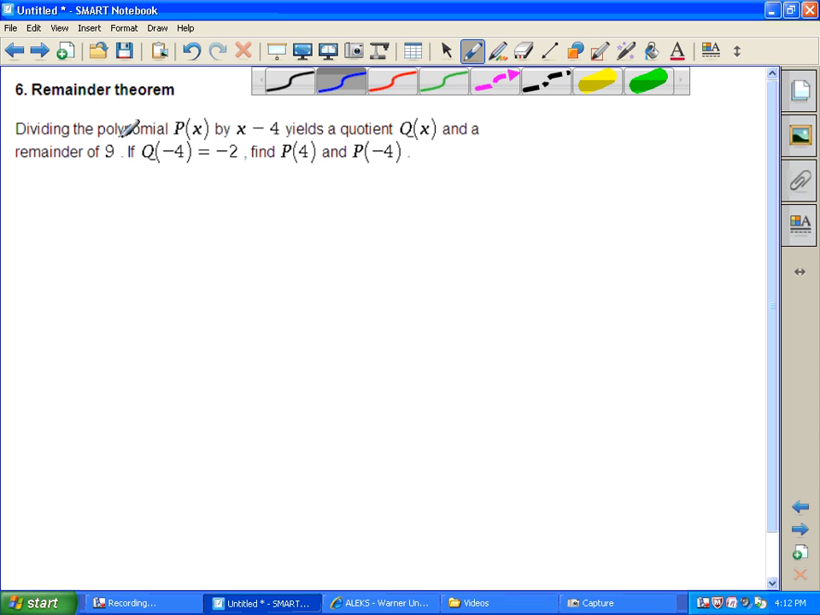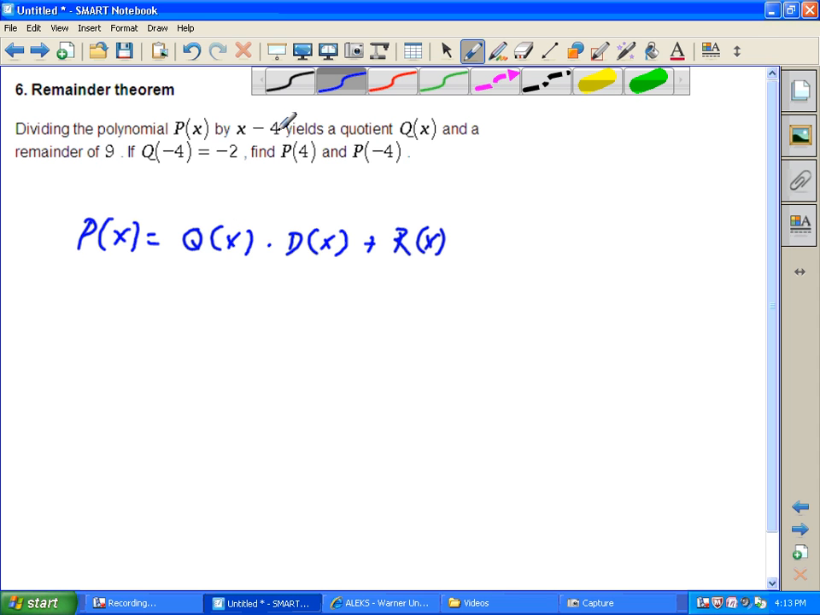But we learned in the previous video that any polynomial can be written as a quotient times a divisor plus a remainder. And these quotients, divisors, and remainders can all be functions of x, which is why I wrote them as q of x, d of x, and r of x. Now in this case, they're telling us dividing the polynomial p of x by x minus 4.